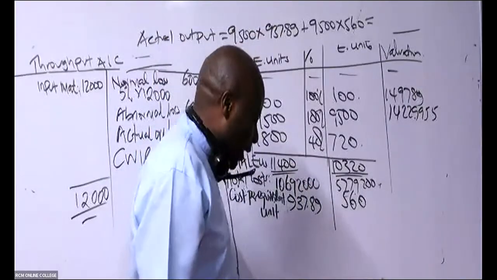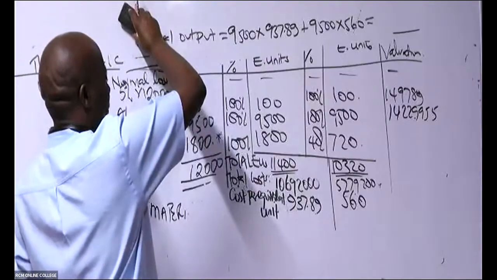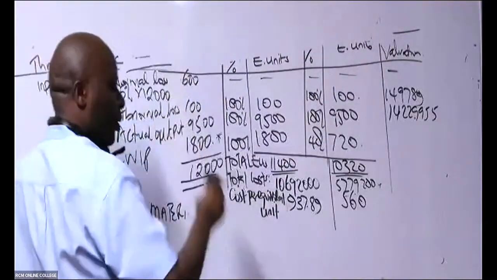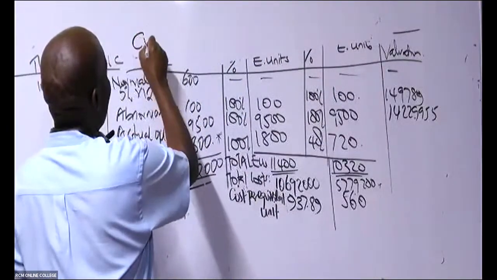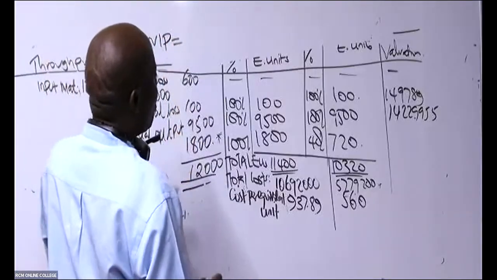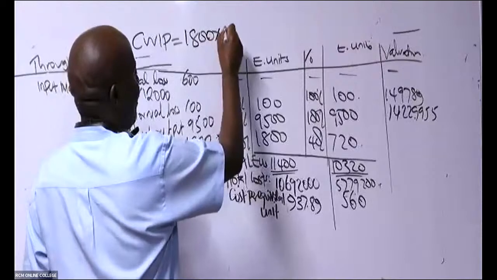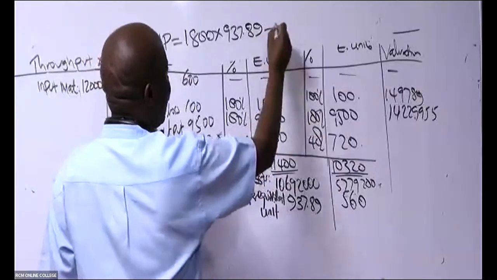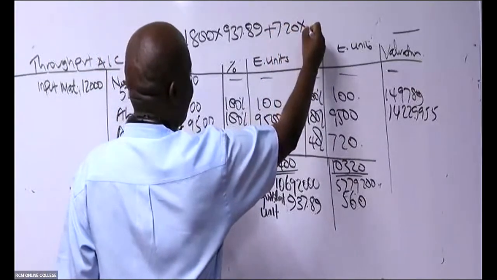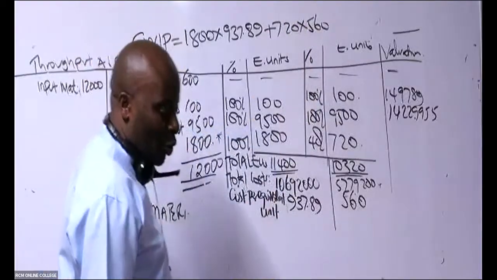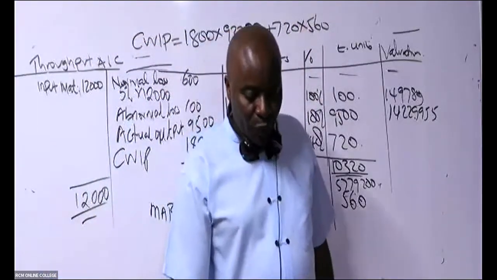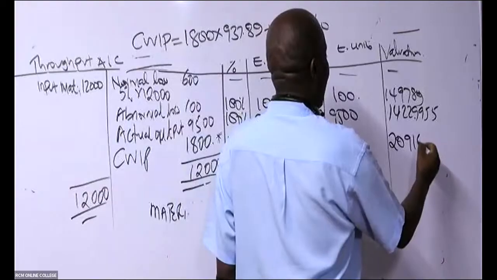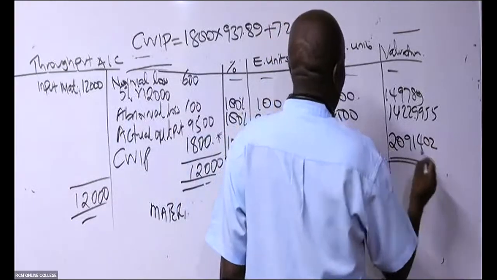Then we come and value the very last one now, the closing work in progress. So closing work in progress, what do we have here? 1,800 times what here, somebody? 937.89 plus 720 times 560. Anybody who could be having that answer? 2,091,402. Thank you so much.